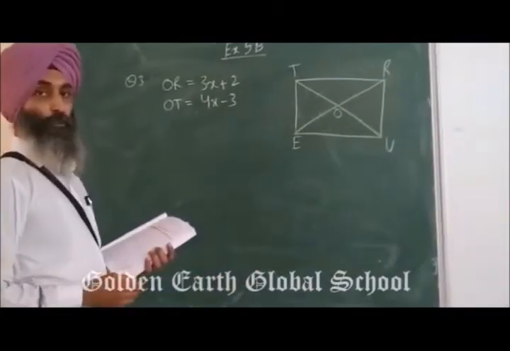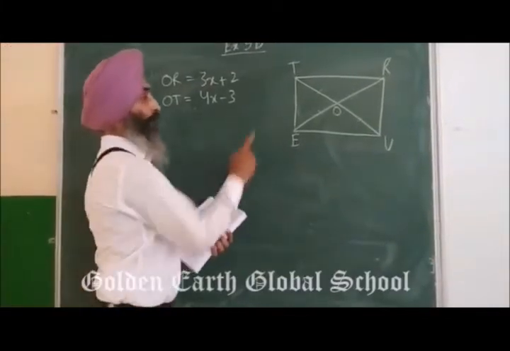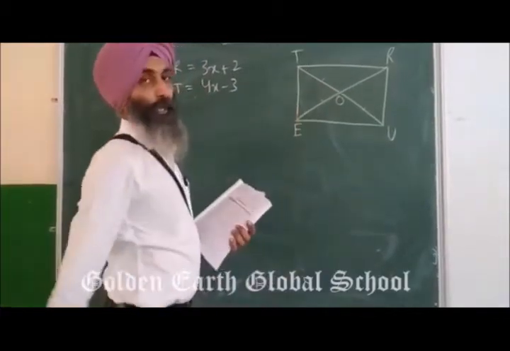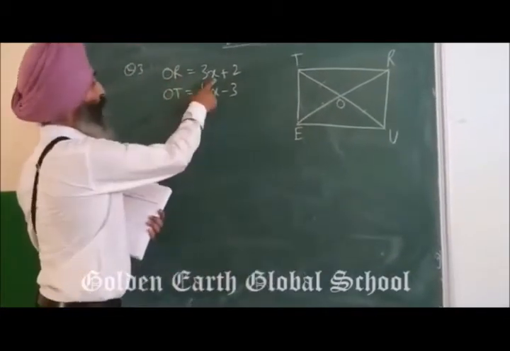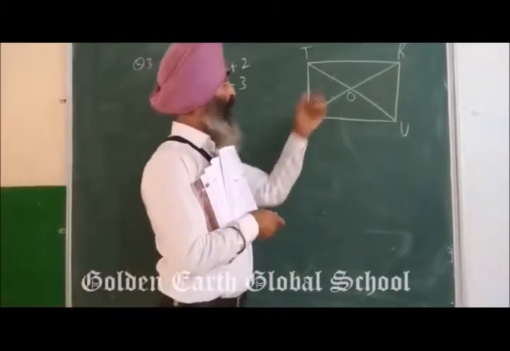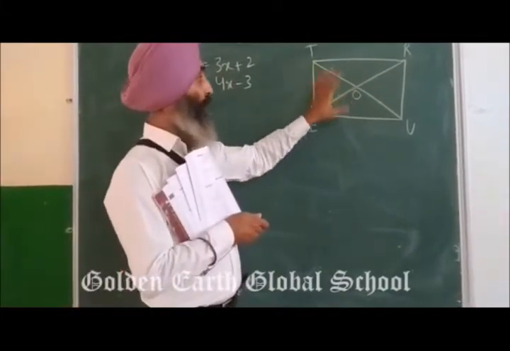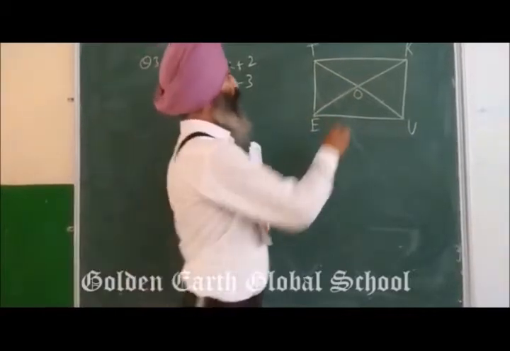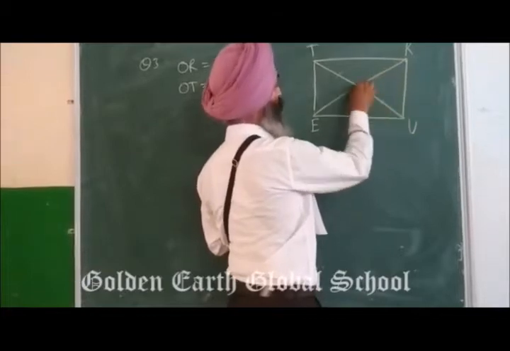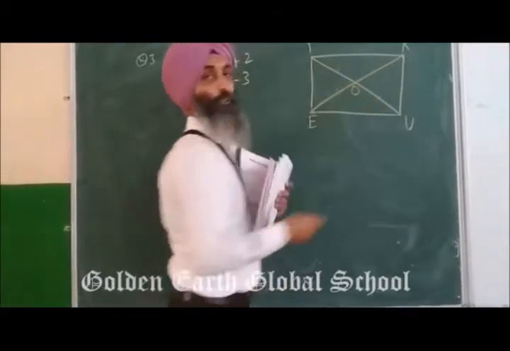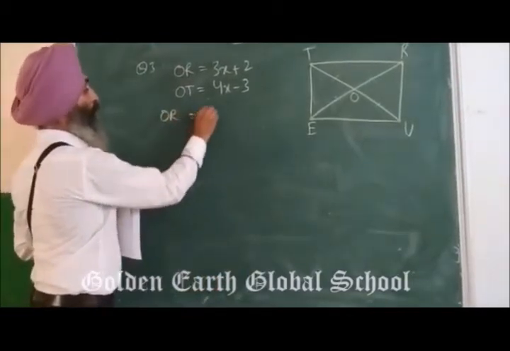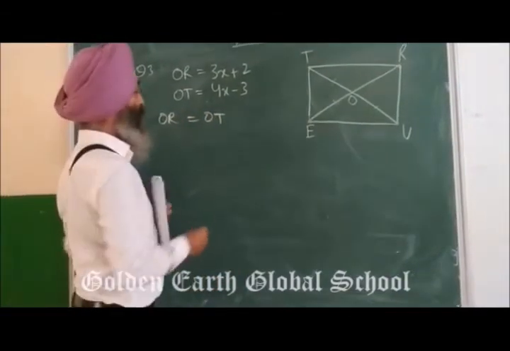Okay. In the third question, we are given a rectangle TRUD in which the diagonals meet at point O, and we are given OR equal to this and OT equal to this. We have already discussed that the diagonals of a rectangle are equal and they bisect each other. So we can say that OT is equal to OR and OU is equal to OD. So all are equal to each other. So you can say that OR is equal to OT as it is a property of the rectangle.